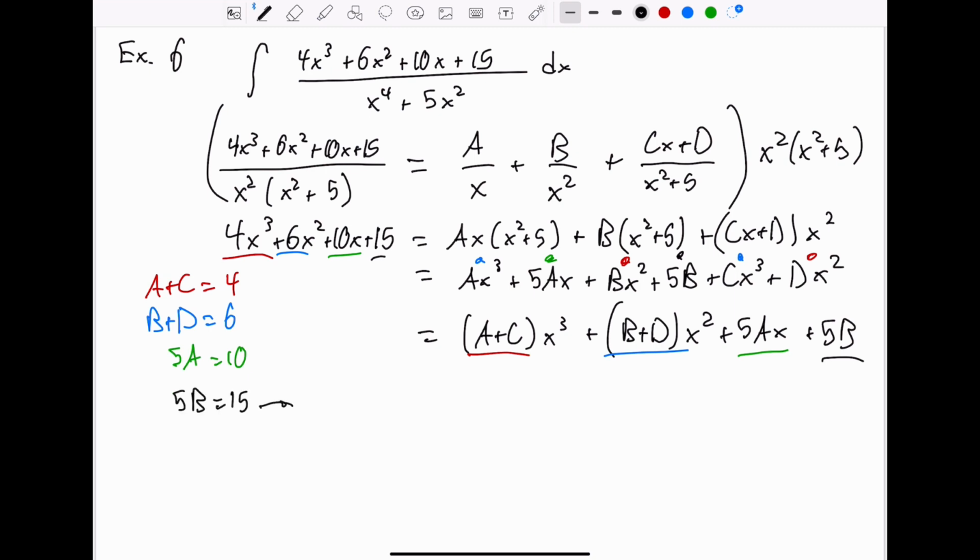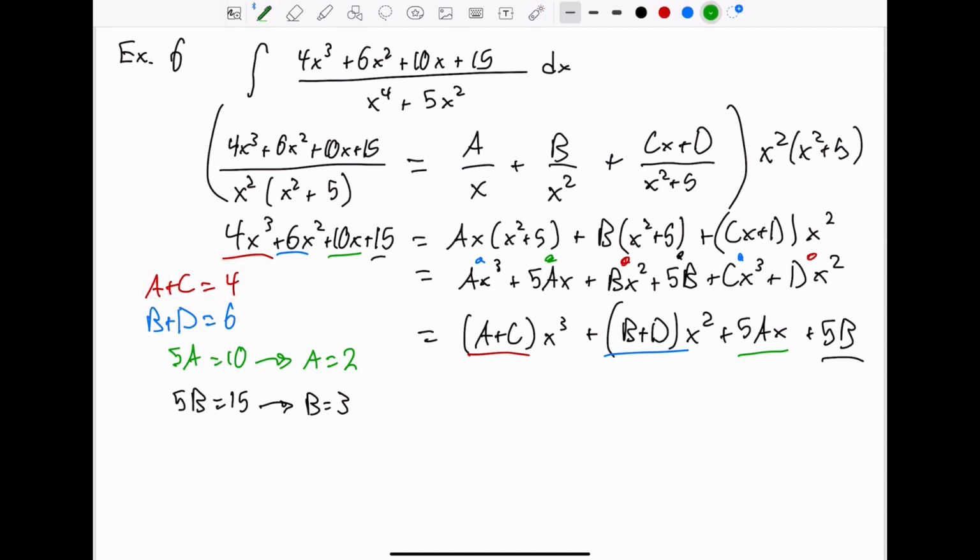All right, well, I can solve this last one. Divide both sides by 5, we get b equals 3. I can solve the a equation. Divide both sides by 5, and I get a equals 2. All right, if a equals 2, I can use that for the first equation, and I put in a 2 for a. 2 plus c equals 4.